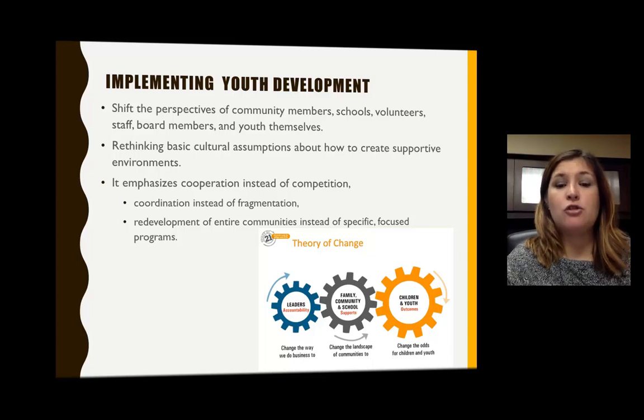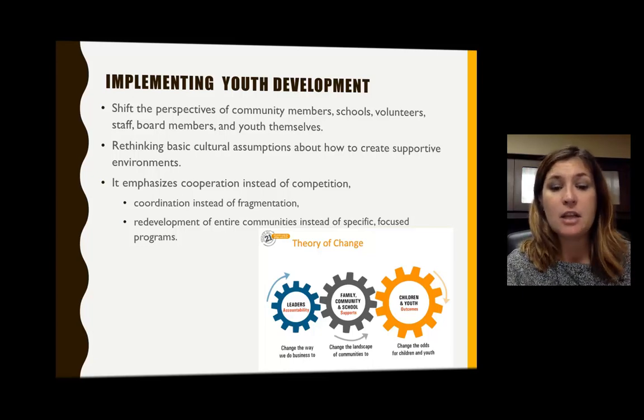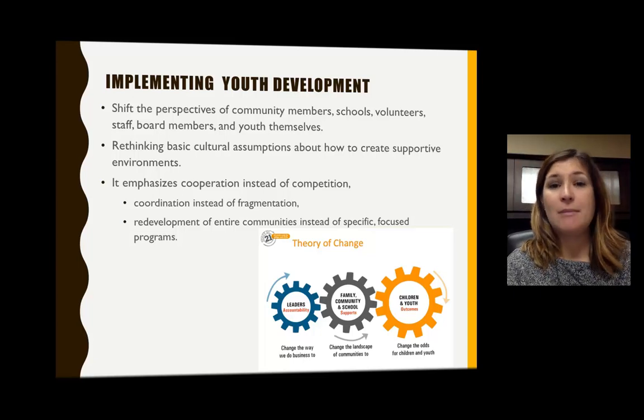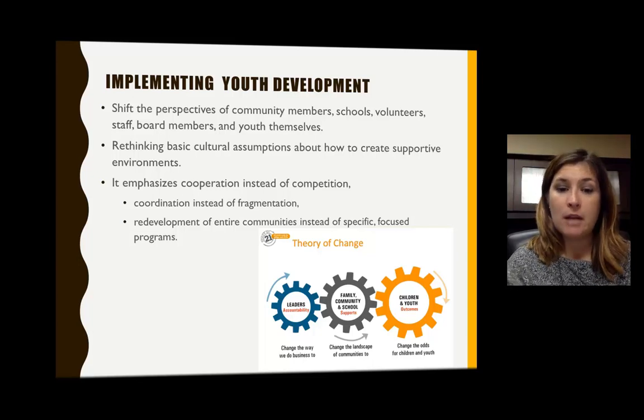The theory of change should be that the leaders in the community, we change the way that we do business in the community. The family, communities, and schools, or the support systems, we change the landscape of their communities. The children and youth themselves are the outcomes. We change the odds for children and youth in our community.